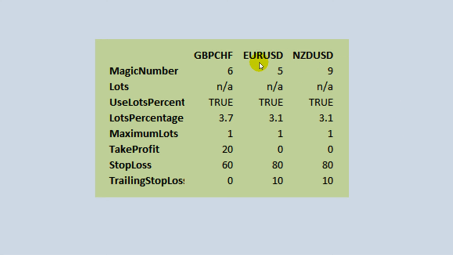And then with these two pairs, euro dollar and New Zealand dollar, US dollar, we have the trailing stop example with a stop loss originally 80 pips below the entry price in the case of a buy, with a trailing stop at 10 pips. So that means as soon as the price gets 10 pips into the profit, the trailing stop will be triggered at break even, and then we can't lose any money, and it's just a question of how much money we actually make.